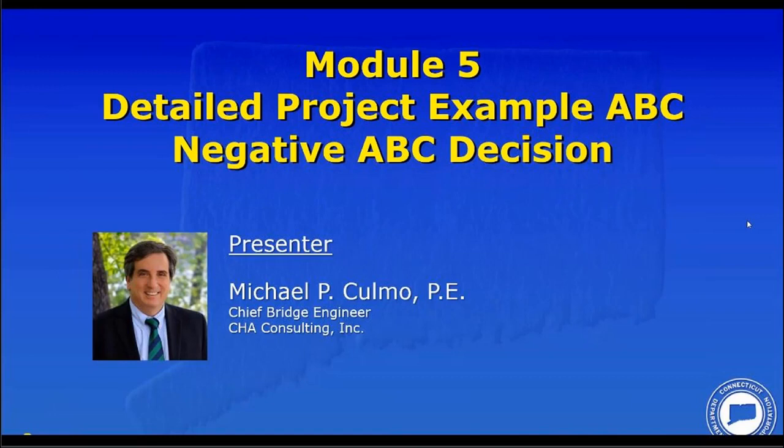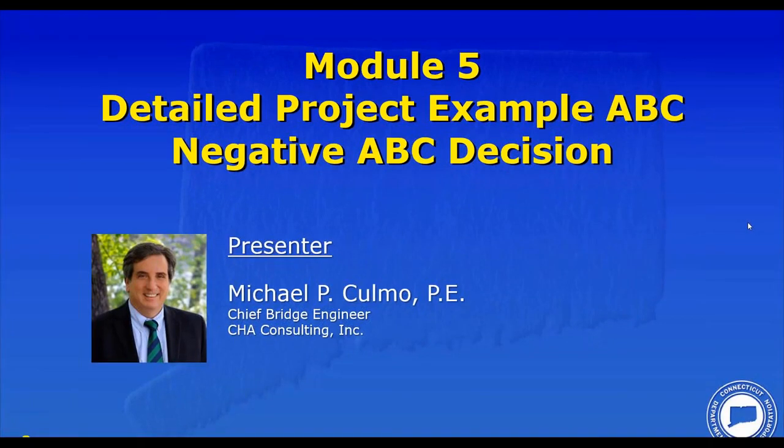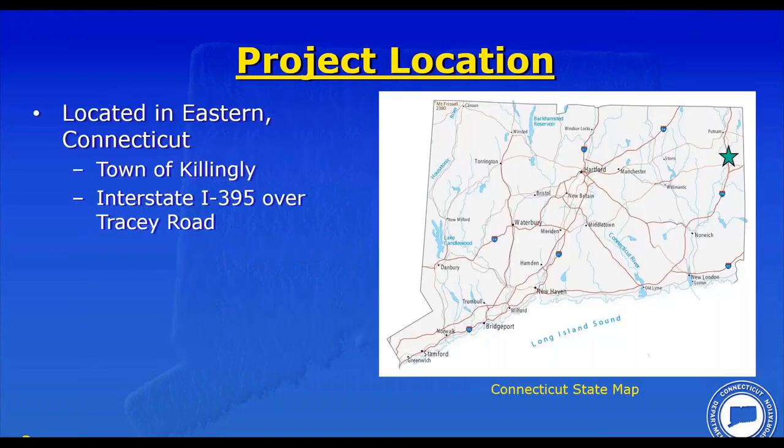We'll move on to the next example. As we said before, people routinely tell us at the ABC UTC they want to see detailed project examples for ABC, and here's another one. So we'll go through a decision process for another project in Connecticut. This is an actual project that was built. It was designed by our firm, so I know a little bit more about this than I do about the final design of the other bridge, but we'll go through this example.